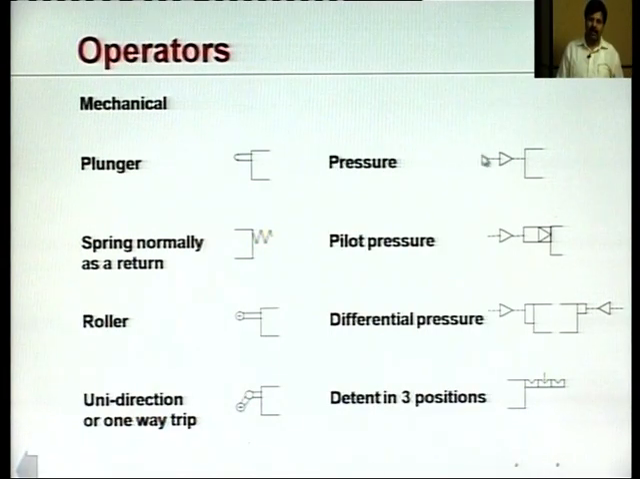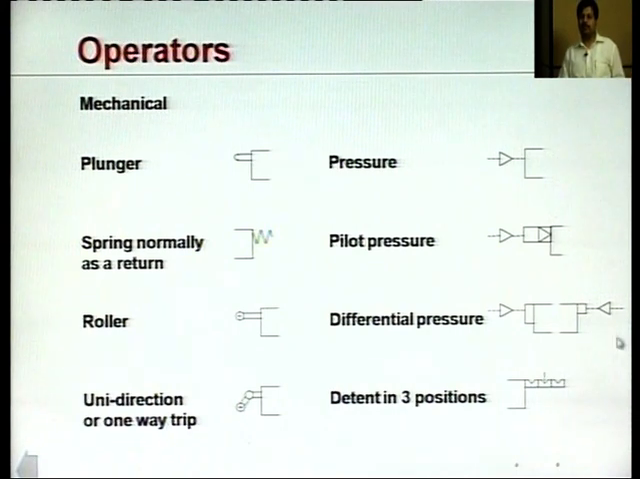Now, in case a pressurized fluid or air pressure is applied at this end of the valve, only then will this valve become operational, and this type of system is known as a pilot pressure type of operating system. The line used to show the pilot line is shown as a dashed line. This is the pilot pressure system. This is a differential pressure system.